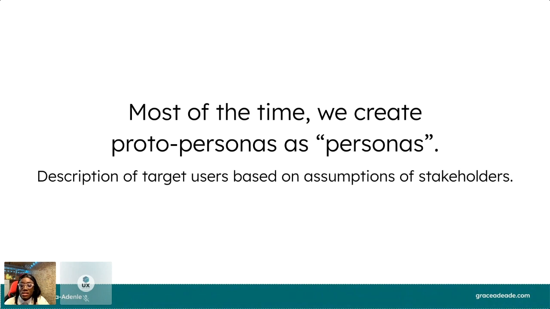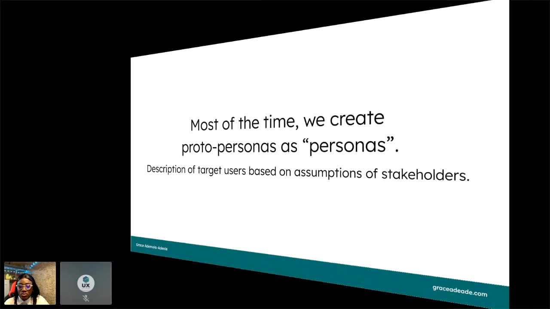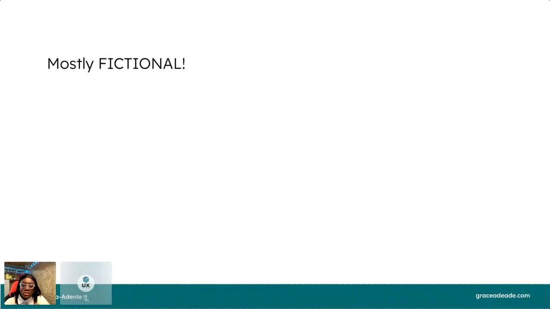I think that's the actual word. Proto personas basically means description of target users based on assumptions of stakeholders. So this is where the CEOs, the internal stakeholders, people that think they understand the problem, come together in a room called stakeholders and come up with assumptions about the target users and basically come up with what they call persona. So this type of personas that are being used most of the time is mostly fictional. Mostly fictional. That's the first thing I find wrong with it.